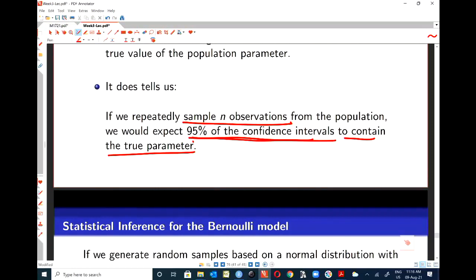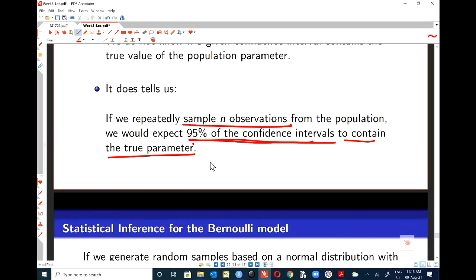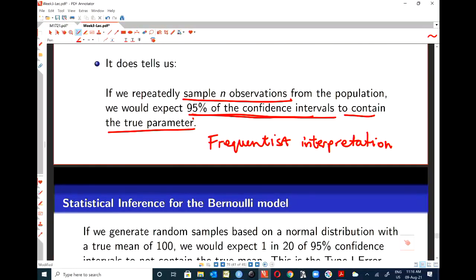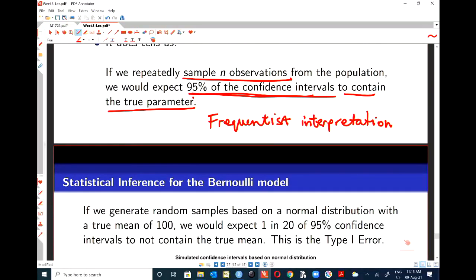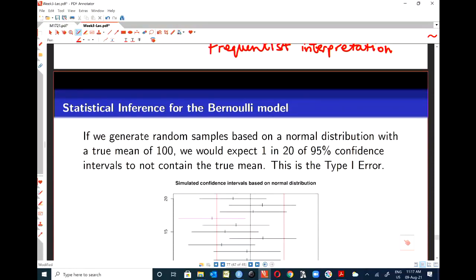This is the interpretation of a confidence interval, and this is what's called the frequentist approach, because I'm looking at it as a frequency-based thing. There are other ways of working these things out in statistics, but this is what we'll be doing here for the moment. And here's an example of doing that.